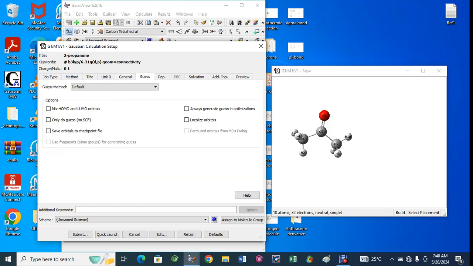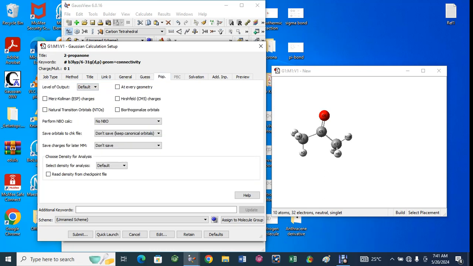Then we can come to the Guess options. You can mix your HOMO with the LUMO. You can do guess only, no self-consistent field. You can save the orbitals to the checkpoint file. You can always generate guess in optimization and localize orbitals. So these are all functions that are here. With the guess method, you can choose core Hamiltonian, extended Hückel, or checkpoint file read. These are all methods that can be employed.